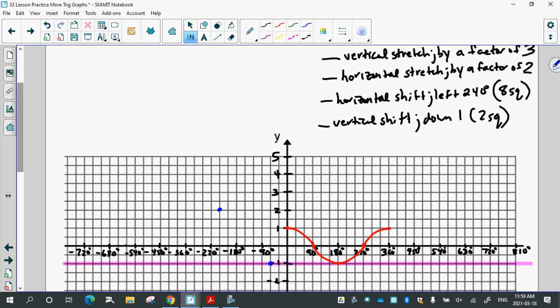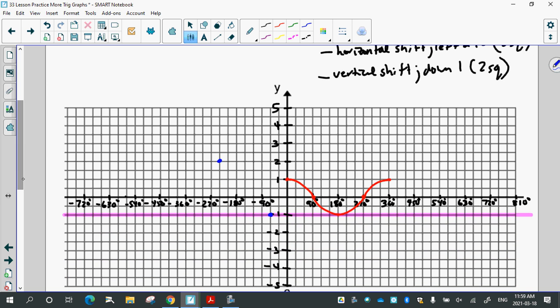All right, so the 271, or the 181, sorry, this point here, I have to stretch vertically by a factor of 3, so down to -3. Double horizontally, so 180 times 2 is 360, horizontal stretch. And I'm going to move 8 squares to the left, 1, 2, 3, 4, 5, 6, 7, 8, and down 2.